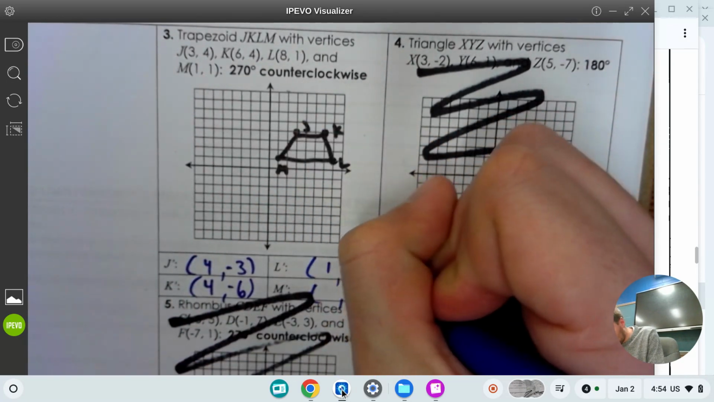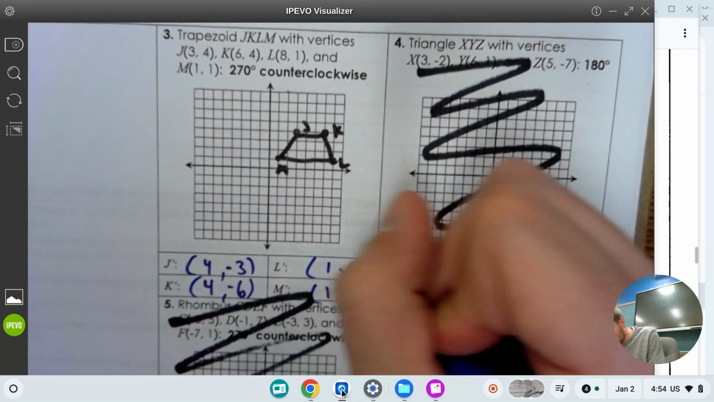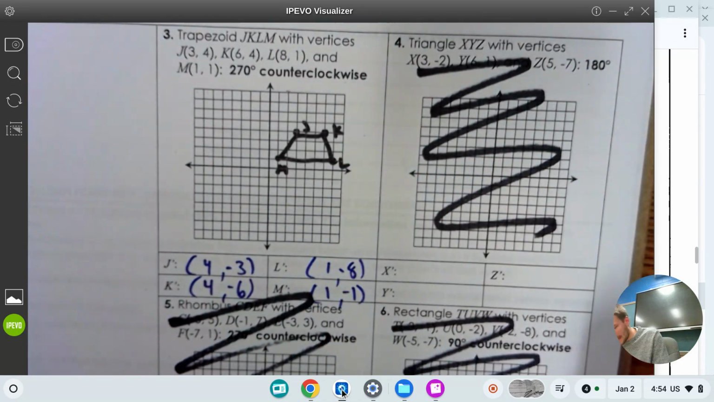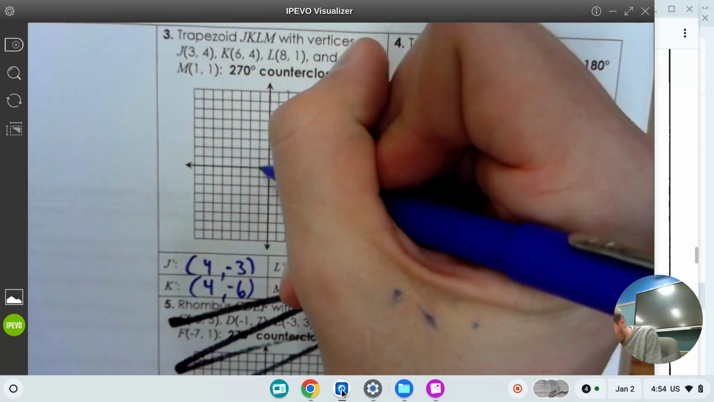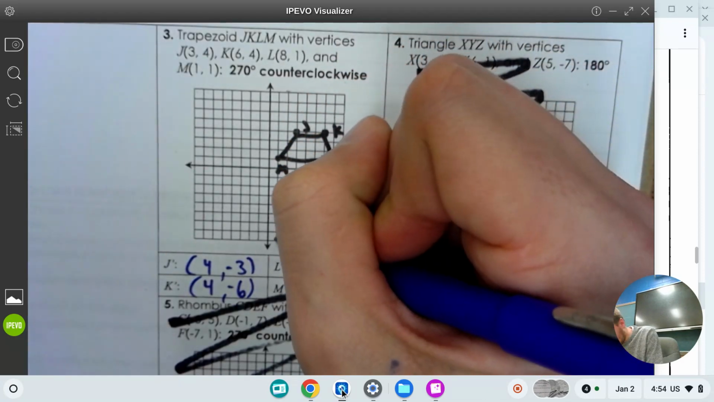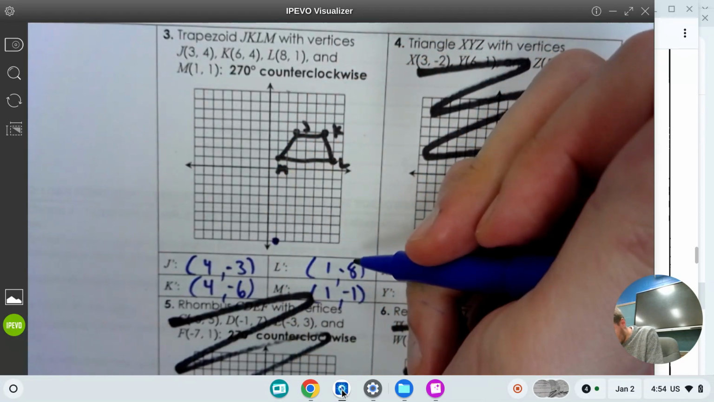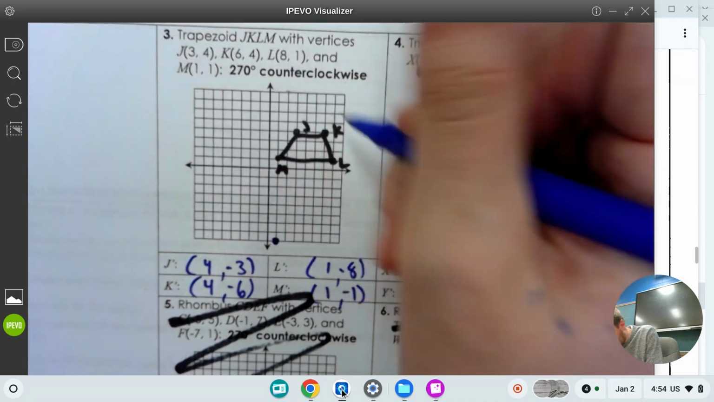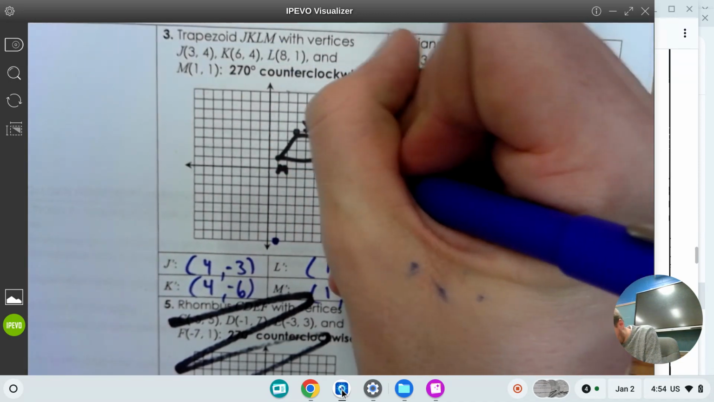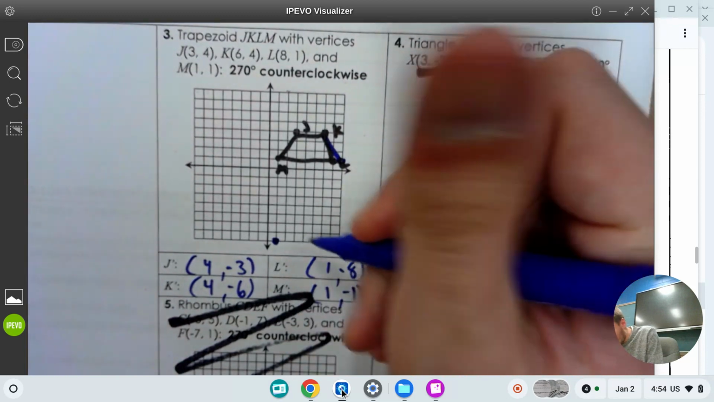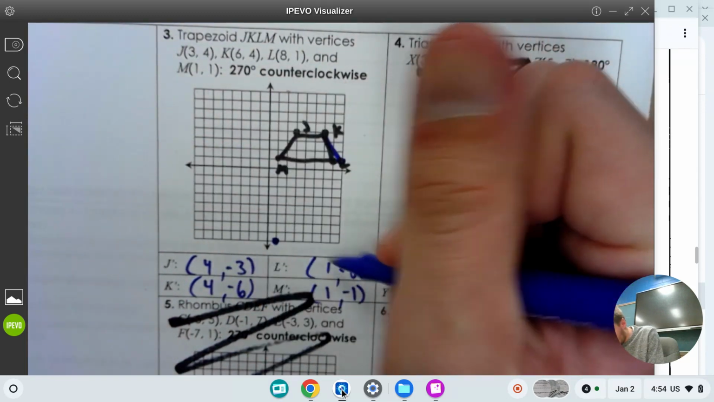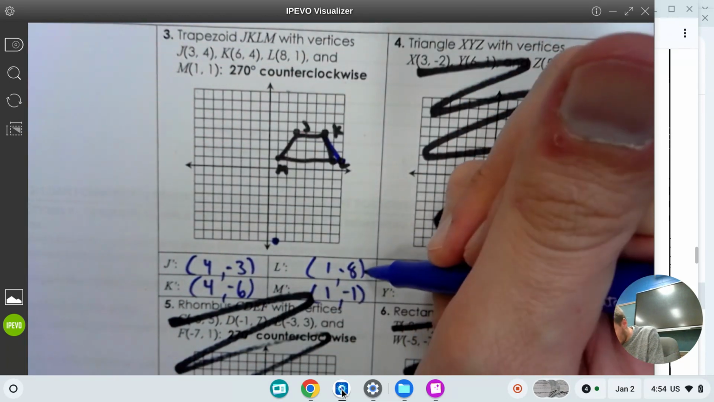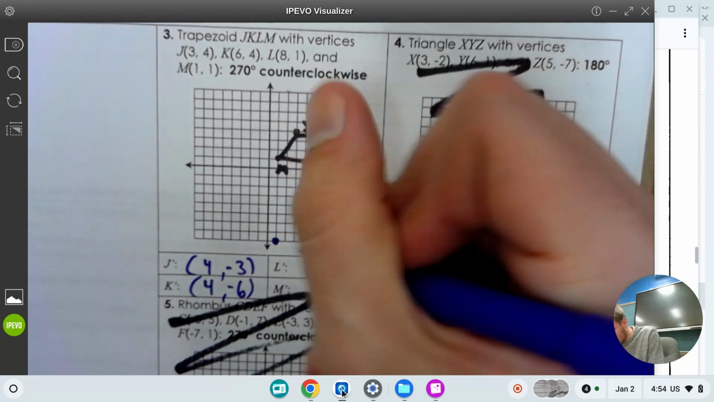8, 1, 1, 8, whoop. And 1, 1 is gonna stay 1, 1, negative. Get these on here. 1, negative 8. Was I supposed to go 8, 1 for L? That's supposed to be over a little bit further. 8, 1. I don't know why I did L first. 1, negative 8, sure, that's L.